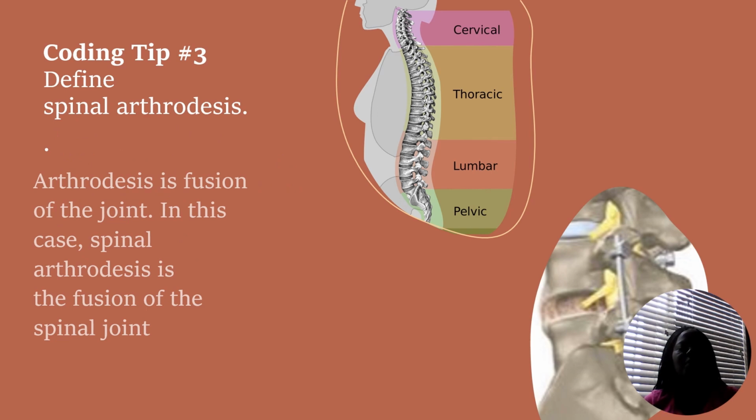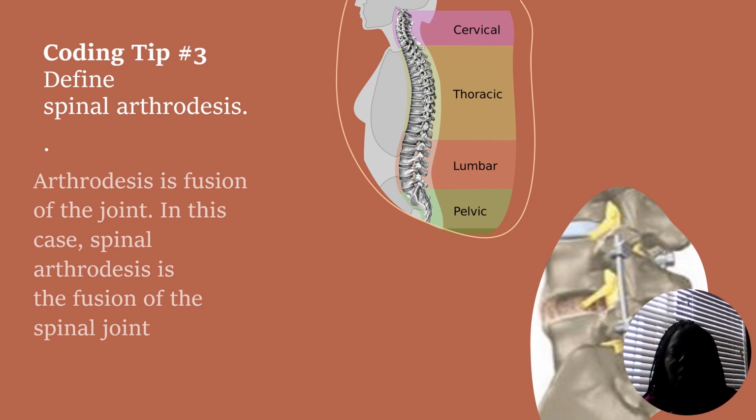So coding tip number 3 is define spinal orthodesis. And I actually should have listed this as understanding your medical terminology because, again, this also plays a very important part when you are coding for spinal surgical procedures. So we're going to go with what we have, again, which is the spinal orthodesis.